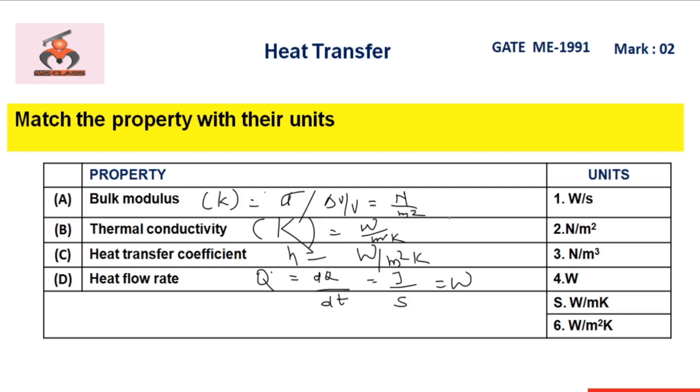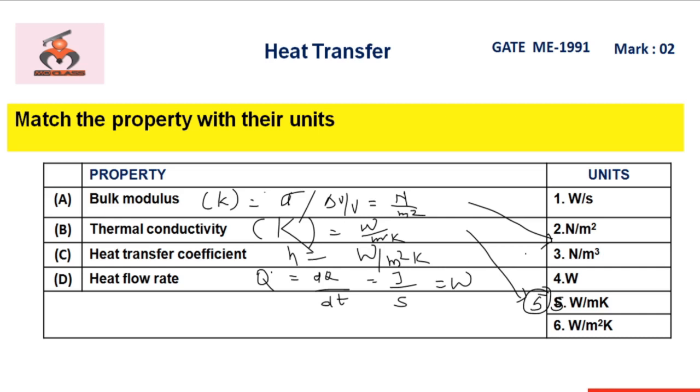Now let us compare the columns. Option A, Newton per meter square, is present in option 2. Thermal conductivity unit is watt per meter Kelvin, so that is present in option 5.